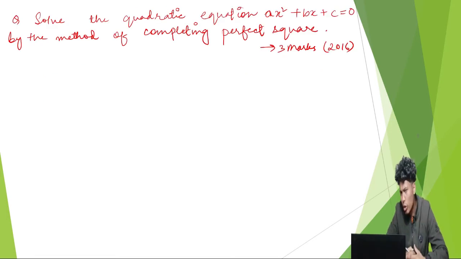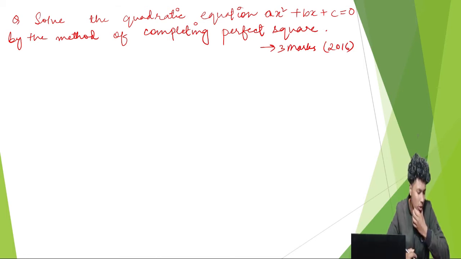Let us solve the quadratic equation ax square plus bx plus c is equal to 0 by the method of completing the perfect square. I think I made a mistake by saying direct square method. It is about the perfect square. Sorry for that. Now, we are going to solve the quadratic equation ax square plus bx plus c is equal to 0 by the method of completing the perfect square.